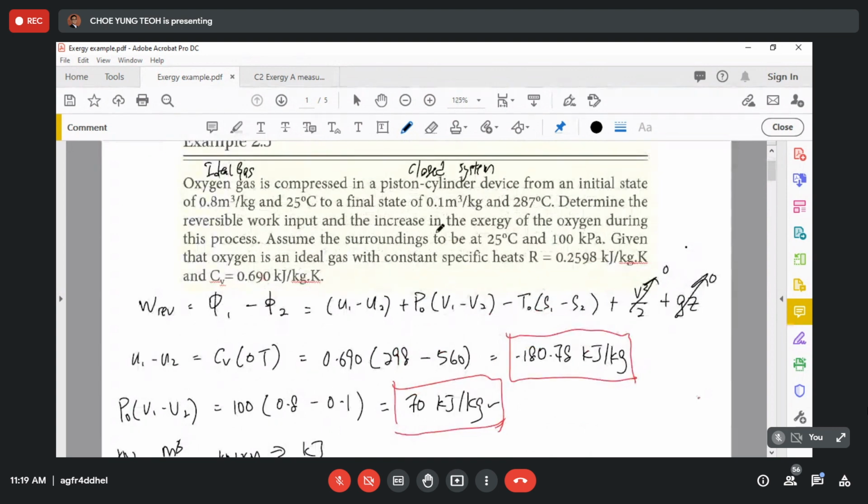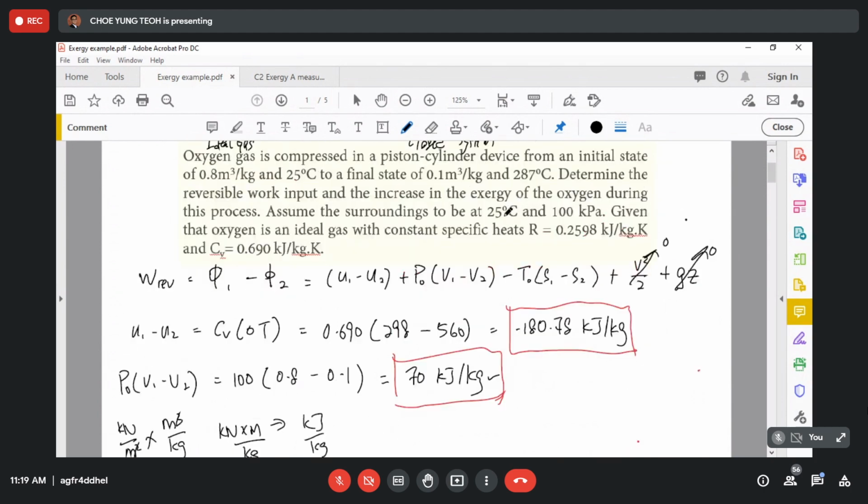For this case it's quite clear. You can see that the volume is decreasing, so it means that it is compressed, so you will have more energy. Same thing for the temperature, it increases, so it absorbs the energy.